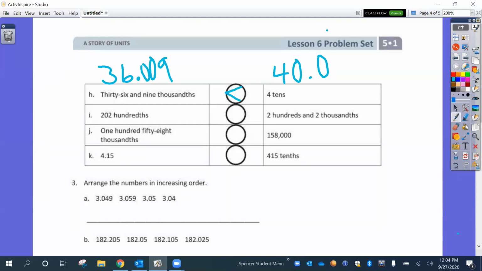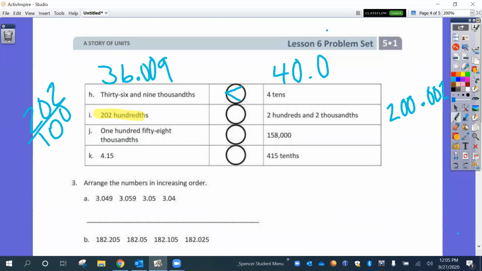All right, 202 hundredths versus 2 hundredths and 2 thousandths. I almost messed that up by putting 2 in the tenths place. Visualize the place value chart to the right of the decimal: it goes tenths, hundredths, thousandths. So there's 0 tenths, 0 hundredths, and 2 thousandths. So 200 and 2 thousandths. And over here on the left, we had 202 hundredths.